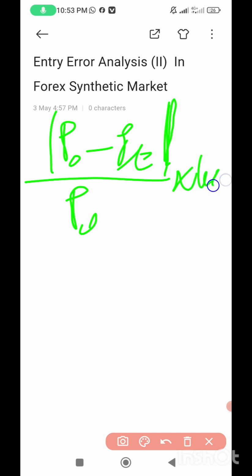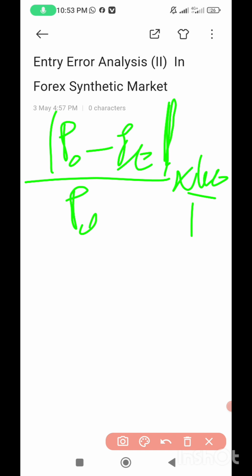I'm going to repeat the formula again. P0 minus PE. Take the absolute value, even if it is the negative value, it doesn't matter. Assume it, convert it to positive, just remove the negative sign, and then divide this by P0, and then multiply by 100. Okay, so this is the percentage error.